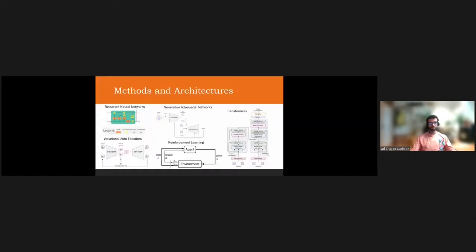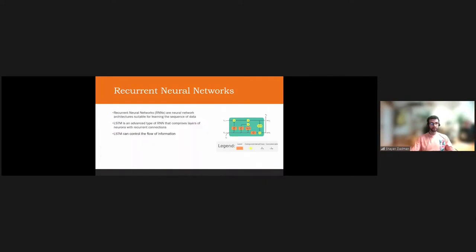We're first going to talk about the methods and architectures that are commonly used to address music generation using deep learning. These architectures include recurrent neural networks, generative adversarial networks, variational autoencoders, reinforcement learning, and transformers. Recurrent neural networks are neural network architectures suitable for learning sequences of data. They can capture the time dependencies between input sequences by sampling from the neuron's output and feeding in the sample as input in the next time step.